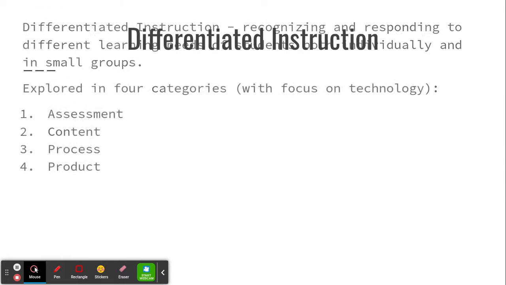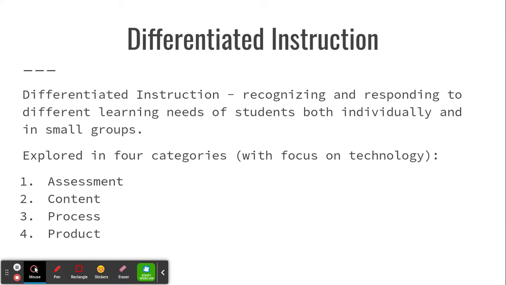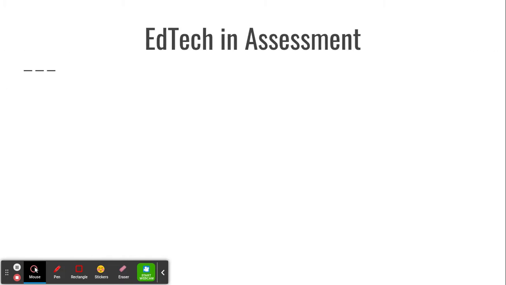Now let's talk a little bit about differentiated instruction. Differentiated instruction is recognizing and responding to different learning needs of students, both individually and in small groups. It's explored in 4 categories, and today we'll focus more on the technology aspect of each. The first is assessment, then content, then process, and finally the product.